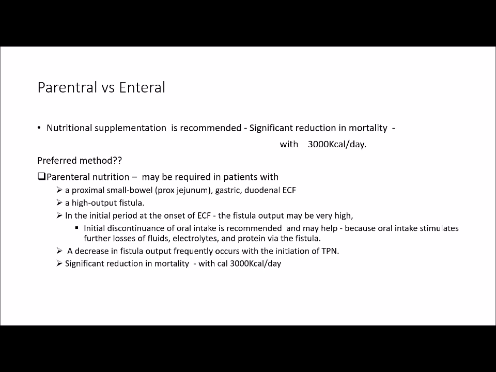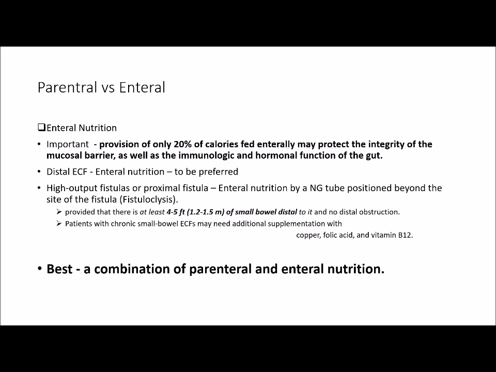So all these are reasons enough to tell you that in this particular patient, you may prefer TPN or parenteral nutrition rather than enteral nutrition. So how do you supply the enteral nutrition? Why do you want to supply it? It is very important, and it has been scientifically shown that even if they are given just 20% of the 3000 kilocalories enterally, they protect the integrity of the mucosal barrier as well as the immunological and hormonal function of the gut.